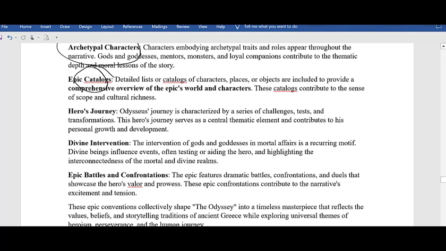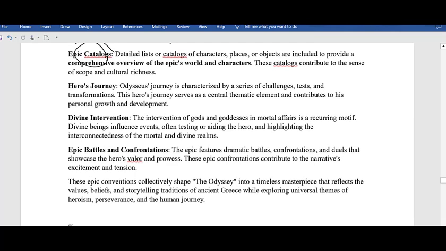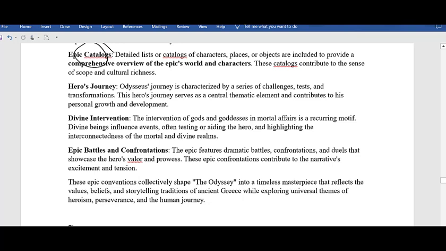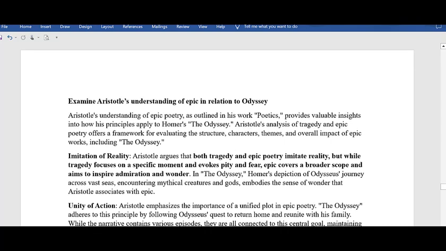Then the hero's journey, which is very understandable when you talk about Odysseus's journey. The Odyssey is all about Odysseus's journey. Then you have divine interventions, which means the worlds of the gods and the worlds of the mortals very often overlap, and there is definitely divine intervention in many epics. Finally, you have epic battles and confrontations. The world of gods, as I said, very often confronts the world of mortals. So you have epic confrontations, you have dramatic battles where gods are helping humans, etc. So these were the epic conventions.